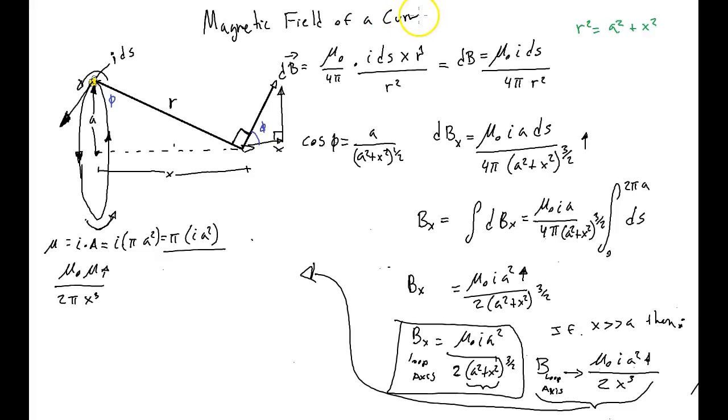Now let's take it the other direction. What if x is equal to 0? If x is equal to 0, you're right at the center of the loop, right? Agreed? So if x is equal to 0, this goes away. You've got a squared raised to the 3/2, which is a cubed on the bottom. But you've got an a squared on the top. So in the center of the loop, B at center of a loop will be equal to mu sub 0 I divided by 2a.